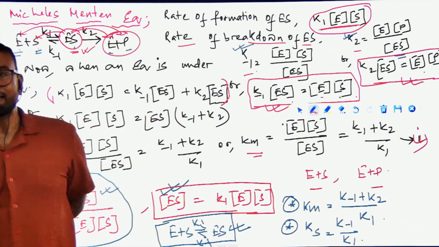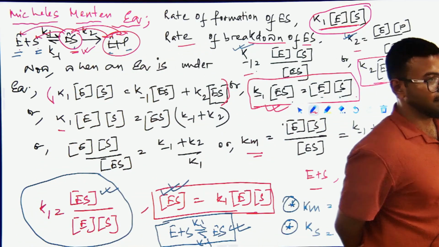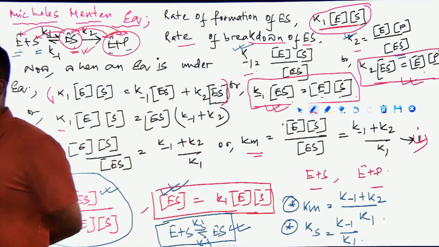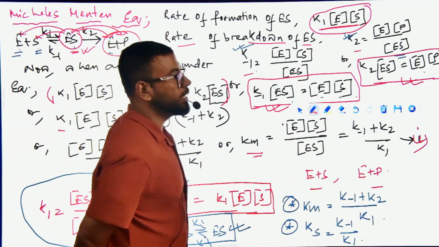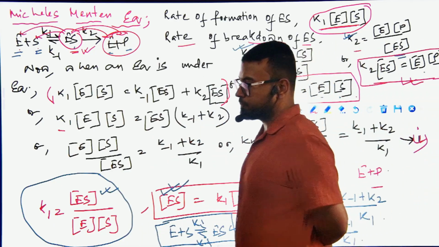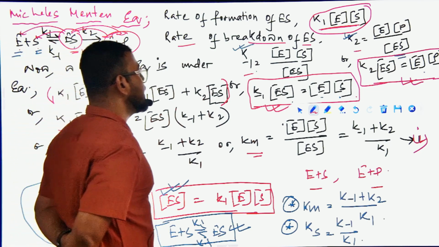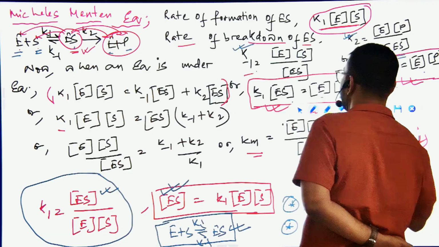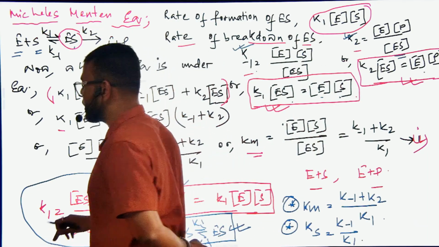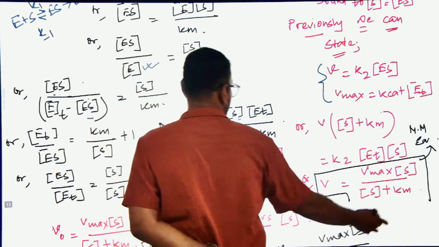For formation, E plus S getting converted into ES. For breakdown, ES is getting either converted into E plus P, one aspect. Second aspect, ES can reconvert into E plus S. So this is the overall approach when it comes to rate of breakdown. So overall rate of formation equals rate of breakdown. And after deriving a series of equations, finally what we are getting is V naught equals Vmax into substrate concentration divided by substrate concentration plus Km. This is what we are getting.